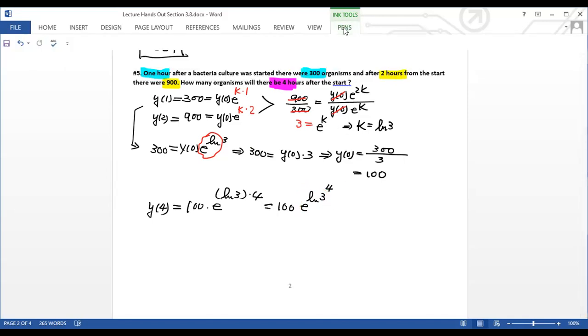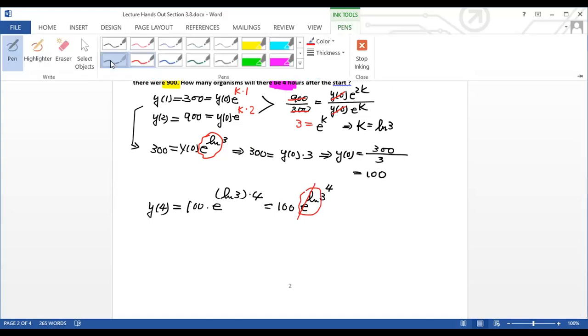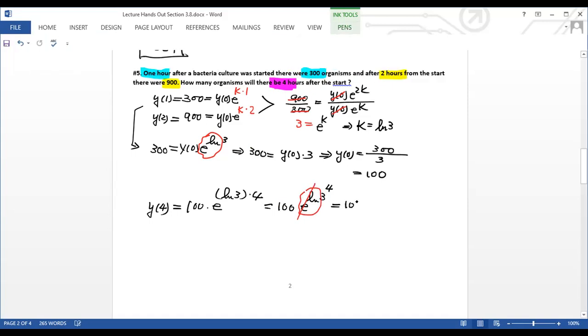Okay, so this is the inverse function. I should include the 3. So this is the inverse function, so they become 1. So this will be equal to 100 times 3 to the 4th, right? So that means after the 4 hours, I'm going to have 81 hundredths here. Okay, so this is the same problem here, right?